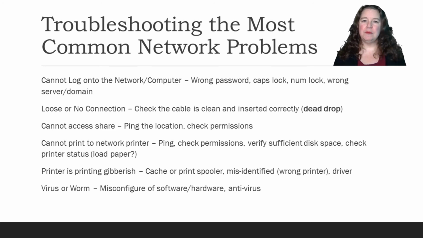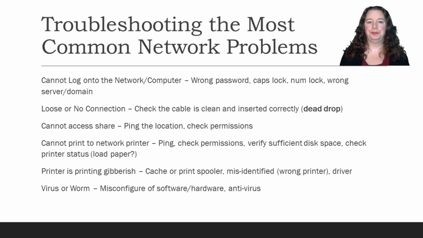Check their permissions, make sure that they have permission to be on that share, and then ping the share location. Actually go ping it and make sure that there's no problem with the connection to the share. Could be that they're the first person who realized that the share went down, and that's fine. You just need to be able to say, what are the different options when you can't access a share?